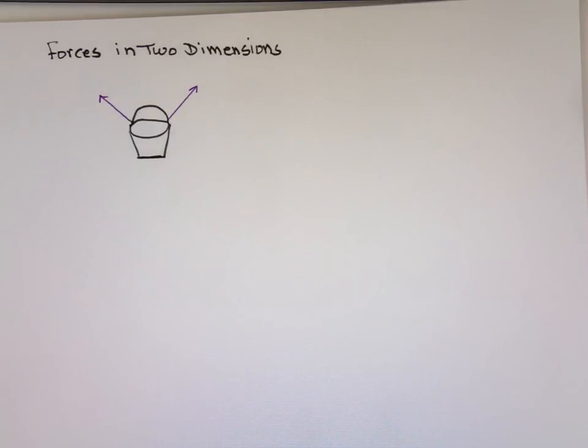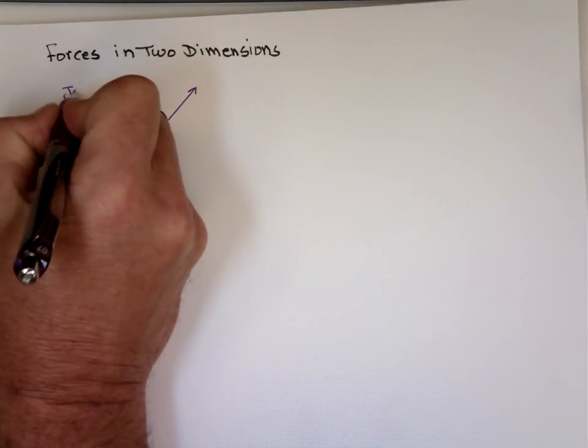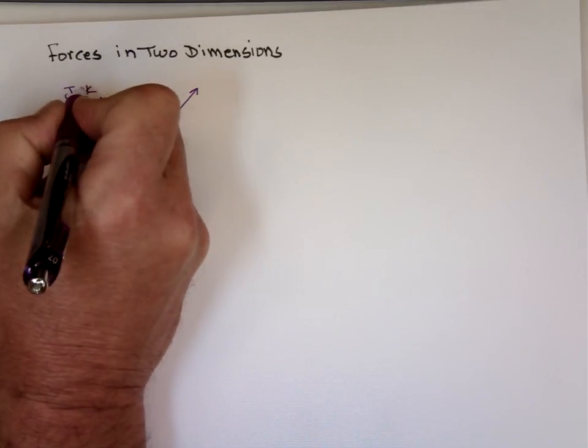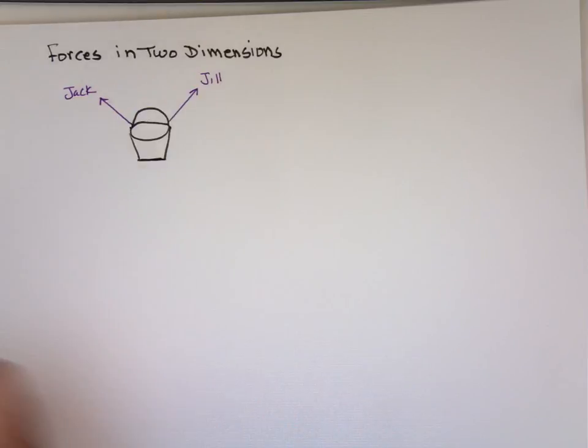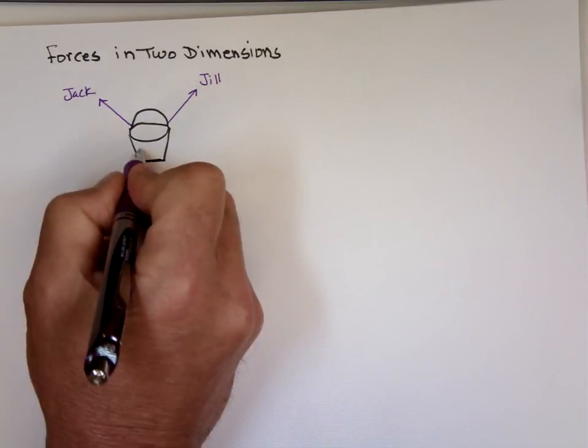We'll give the people some names here. Let's say we have Jack in this direction and we have Jill in that direction. Jack and Jill. The pail of water has a mass of 1.3 kilogram.